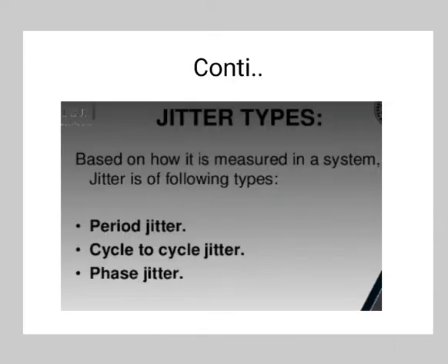Next is the jitter types. Based on how it is measured in a system, it is of the following types: the period jitter, cycle to cycle jitter, and phase jitter.